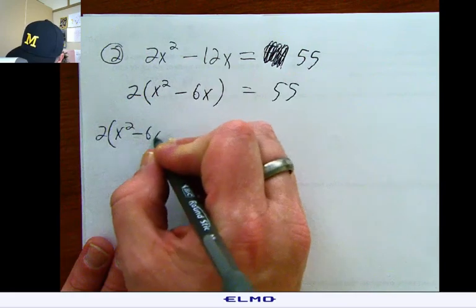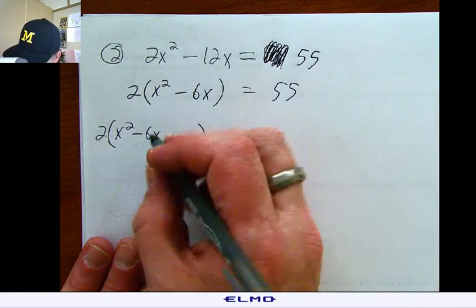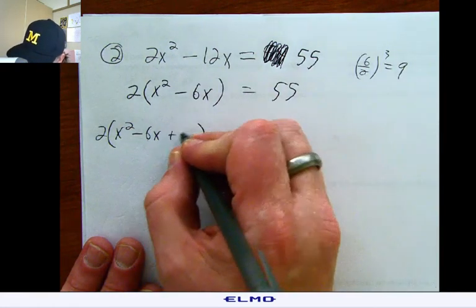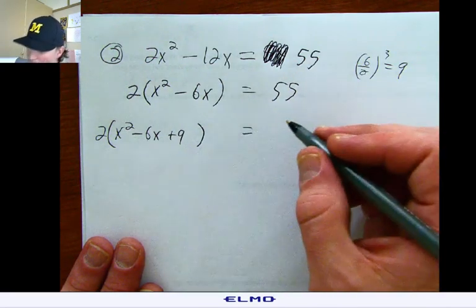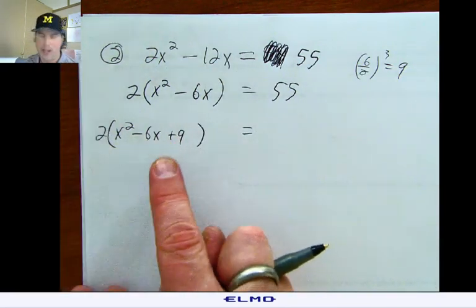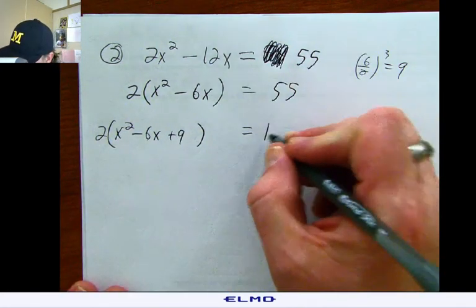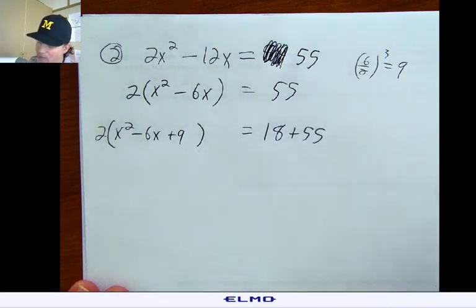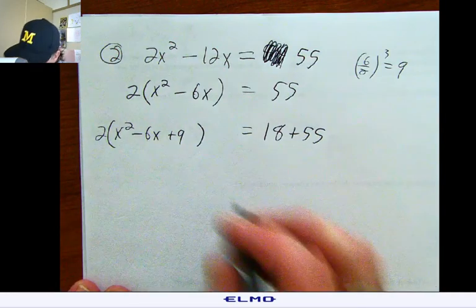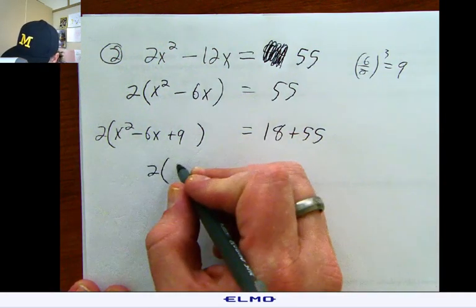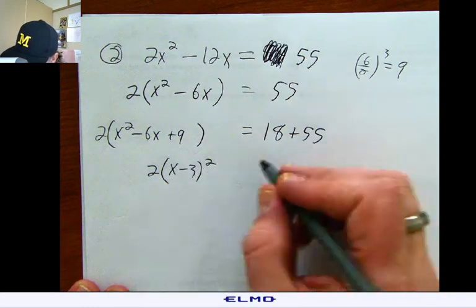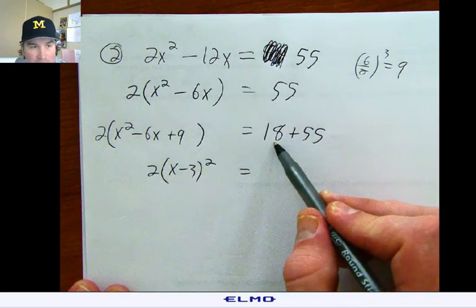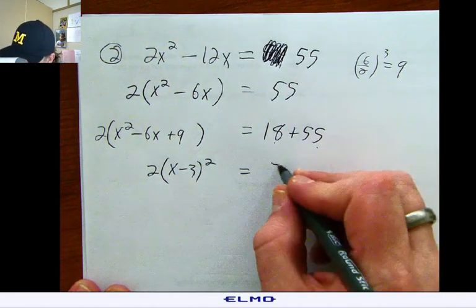Then I need to do the completing the square. So x squared minus 6x, I need to add something in here. 6 divided by 2 is 3. 3 squared is 9. So inside the parentheses, I'm going to be adding 9. Now, I didn't just add 9 to the left side. I added 2 times 9, which is 18. So because I added 18 on the left side, I also need to add 18 on the right. This becomes 2 parentheses x minus 3 quantity squared equals 18 plus 55, which is 73.